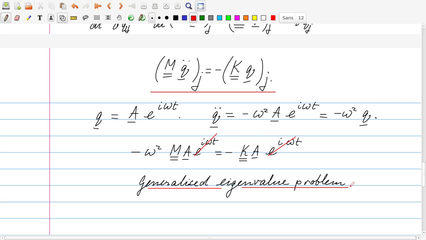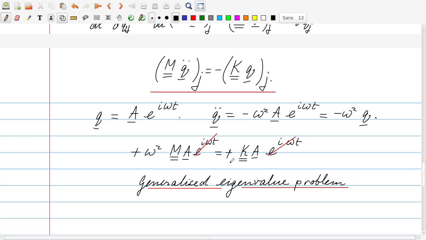And so this problem can be solved on a computer. There are usually routines available in any computer language or mathematical environment which can solve the generalized eigenvalue problem. Usually, of course, we also take a plus on the left and right hand side.